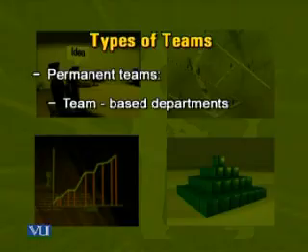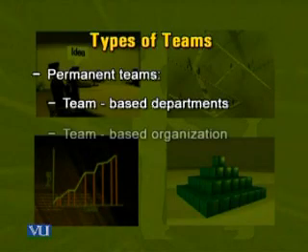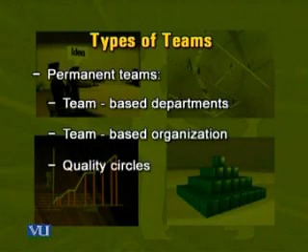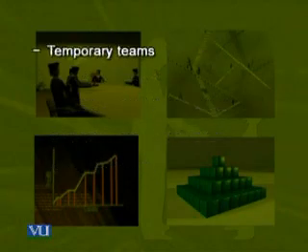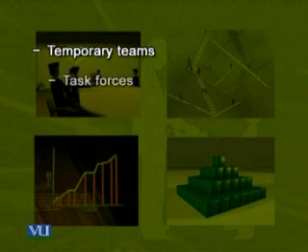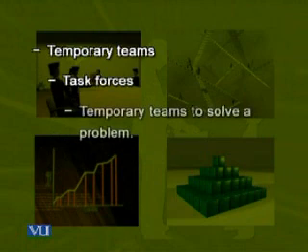Jo departments mukhtalif mein hoti hain. Team based on department, team based on organization, quality circle hogi. Ye sari permanent teams hoti hain. Kuch temporary teams hoti hain, jo project teams hoti hain, task force hoti hain. Ye temporary hoti hain, jo us issue ko solve karne ke baad, apne aap se members alag hoke phir apni original position pe chale jate hain. Inko hum temporary teams kehte hain.